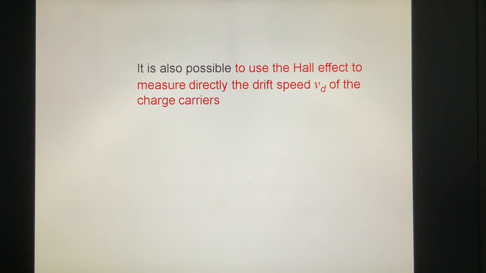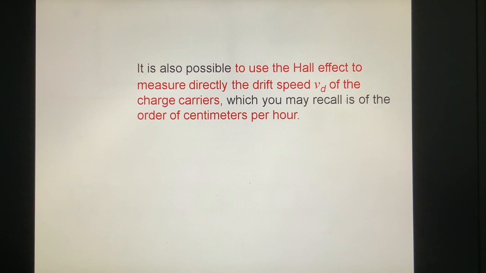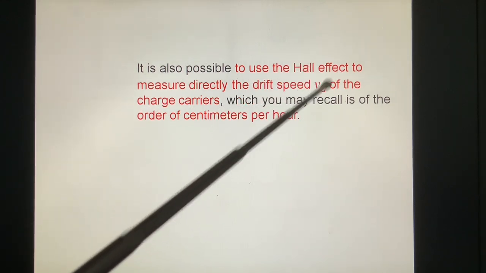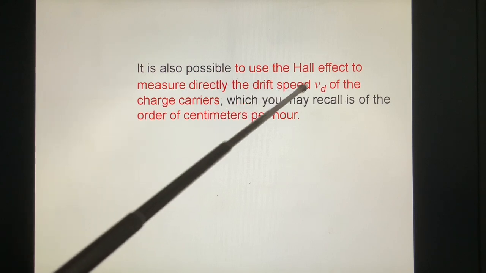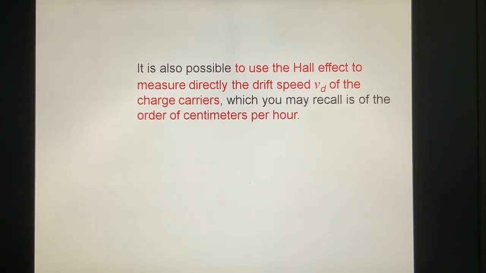And we also explained why before, right? It is also possible to use the Hall effect to measure directly the drift speed v_d of the charge carrier, which you might recall is of the order of centimeters per hour. When we switch on the electricity, the bulb brightens instantly. It looks like the current goes very fast, but actually the drift speed of an electron is very, very slow. We have explained why.